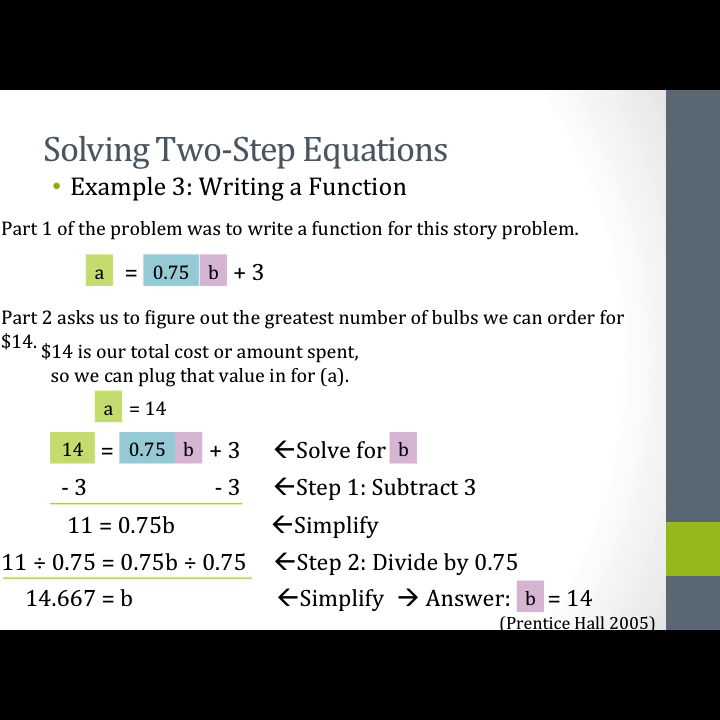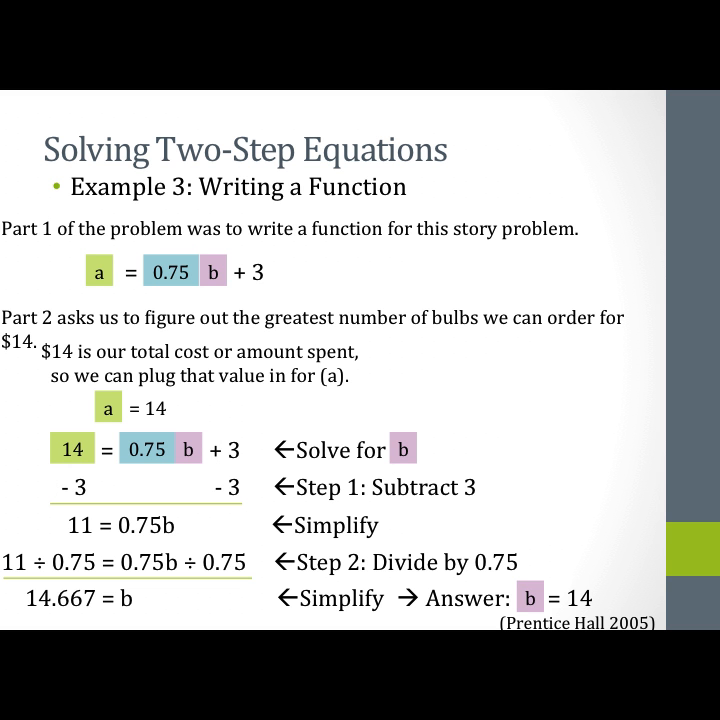So in this case, A is going to equal $14. If we plug this value into our equation, 14, which is the amount spent, equals 0.75 B plus 3, we now have to solve for B, which is again our number of tulip bulbs we can buy. So we want to get the B value by itself. This is what we've been working on, the B term by itself. We would accomplish this by subtracting 3 from both sides. If we simplify this, we find 11 equals 0.75 B.